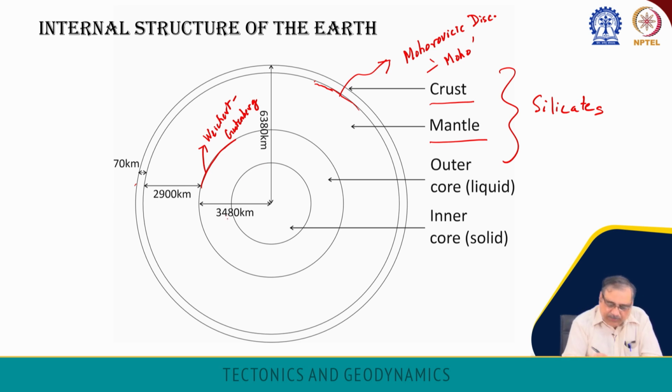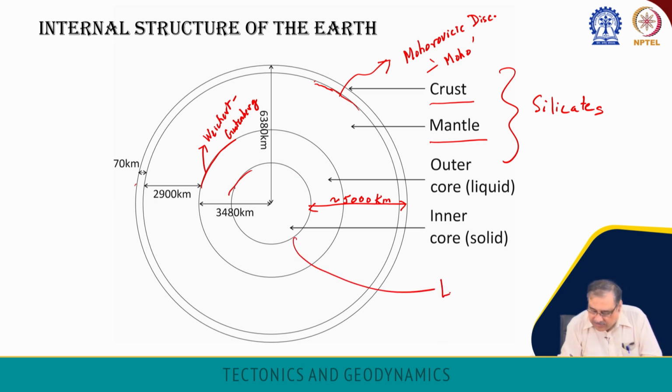Interestingly, at a depth of around 5,000 kilometers from the surface, that is this part here. So if you go down from here to here, this is roughly around 5,000 kilometers. This particular interface that you see is called the Lehmann discontinuity. Now, this is important because it separates the outer and the inner core. The inner core, which is this part, is solid, and the outer core is liquid.